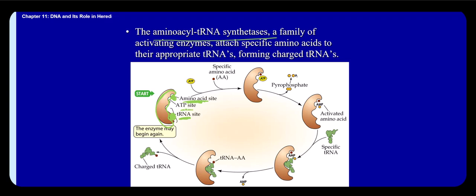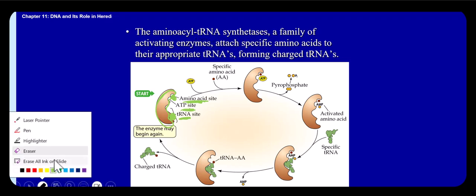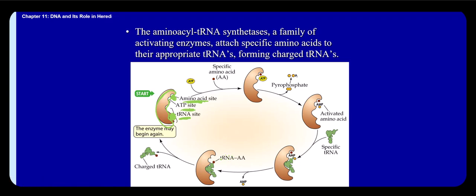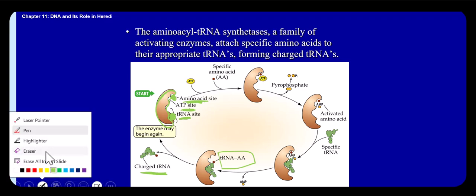I also have an ATP site, so that's telling me I need energy to do this. I'm going to spend an ATP, break that high energy phosphate bond because I need energy to do this. So what that amino acyl transfer RNA synthetase will do is put together that particular transfer RNA with its particular amino acid, use the ATP to do it, and make what we call a charged transfer RNA.